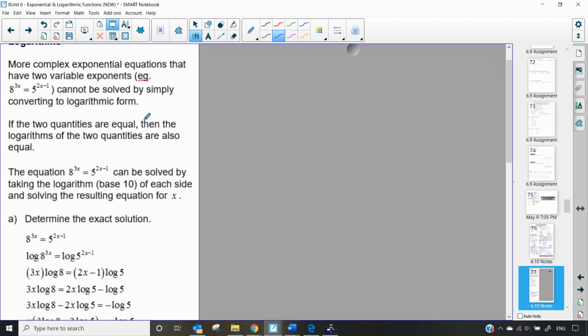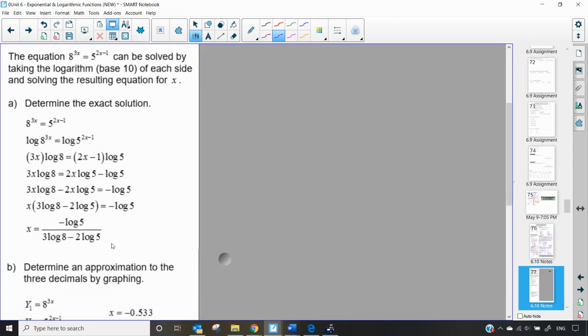So if two quantities are equal, then the logarithms of the two quantities are also equal. And so we can actually take, or what you'll hear me say often is take the log of both sides. So the equation 8 to the 3x equals 5 to the 2x minus 1 can be solved by taking the logarithm of each side and then solving for x. So I'm going to walk you through this example here. We have 8 to the 3x on one side and 5 to the 2x minus 1 on the other side. The first step is to take the log of both sides. Now we haven't changed anything because they're still representing equal values.